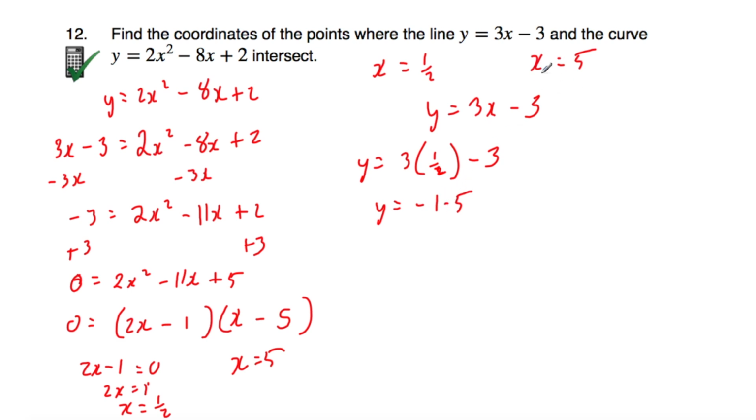And here, whenever x is equal to 5, if we substitute that in, we're going to get y is equal to 3 times 5. Take away 3. 3 times 5 is 15. Take away 3 would be 12. So y equals 12. And that's it.